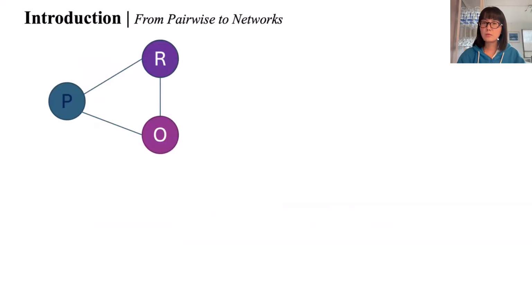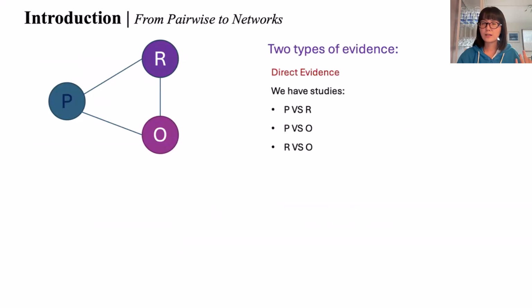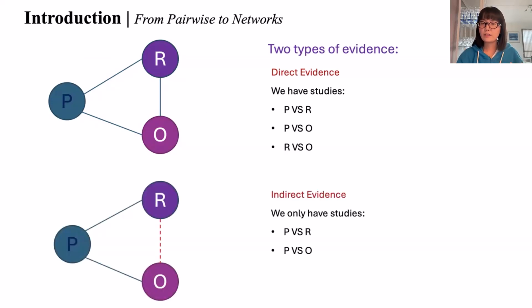In network meta-analysis, we usually have two types of evidence. The first is called the direct evidence. In this scenario, if we have studies that compare each pair of the interventions, then we can get the direct evidence from all of these studies. But in the second scenario, if we don't have any studies that directly compare intervention R and intervention O, then we can only indirectly compare them via their common comparator P. So in this case, we can only get the indirect evidence for the comparison between intervention R and intervention O.